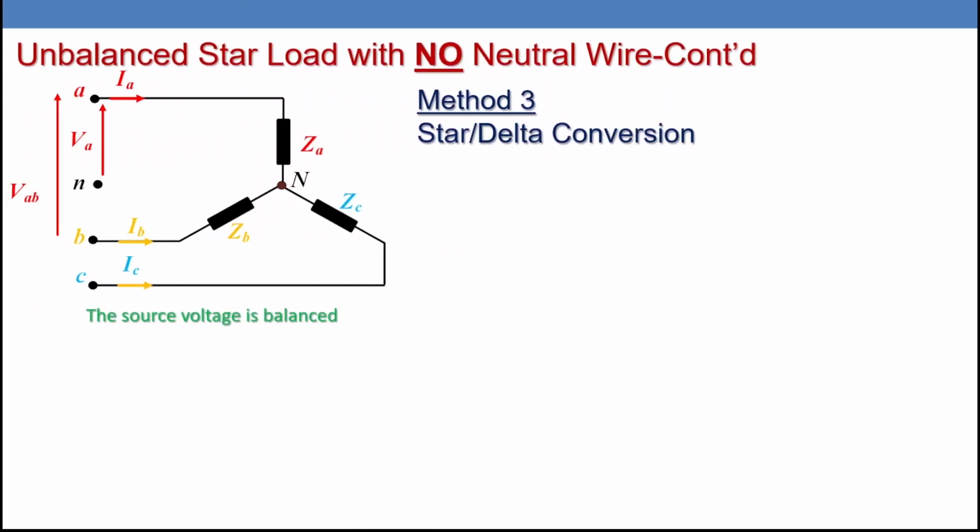Method number 3, star delta conversion. As we can see here, we have a star load unbalanced. So if we succeed to convert that one to delta load, we are going to solve the problem exactly like what we did in the previous video for unbalanced delta load. But the voltage here will be the line voltage, not the phase voltage. Remember, the source voltage is balanced.